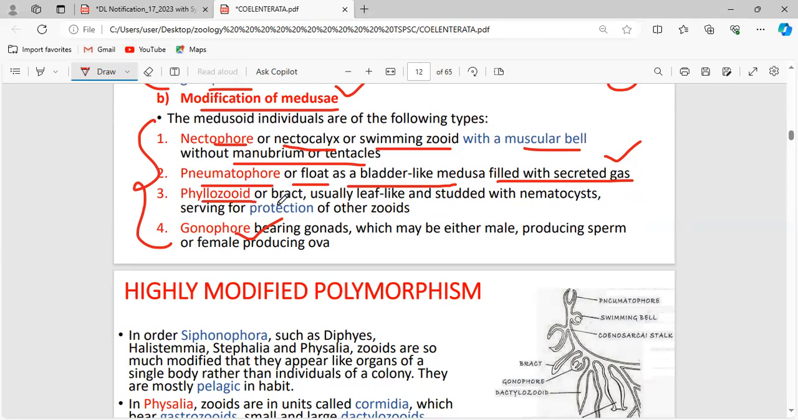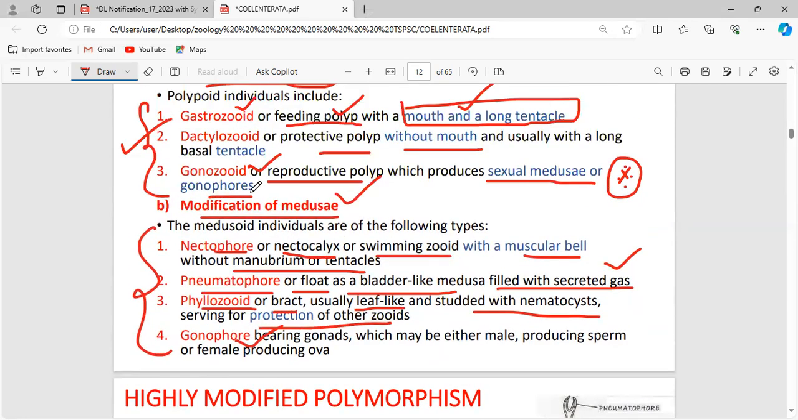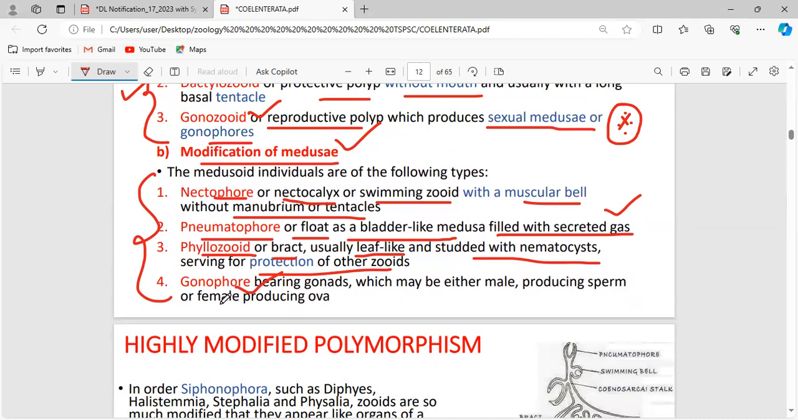Now, phyllozoid, it is also called a bract. How does it look? Leaf-like and studded with nematocysts, serving for the protection of other zooids. The dactylozoid and the phyllozoid are both for the protection function. But what is the difference? This phyllozoid serves for the protection of the other zooids.